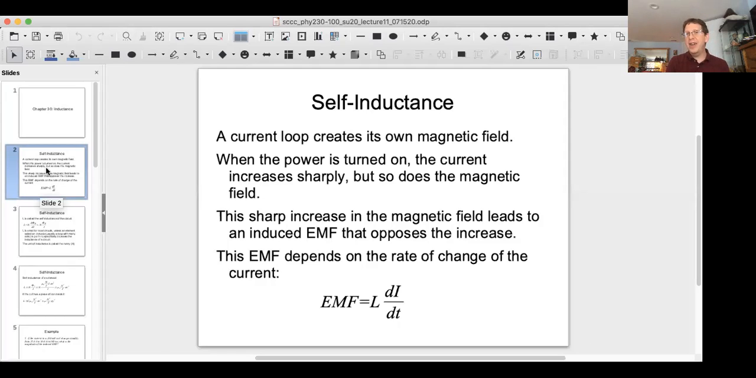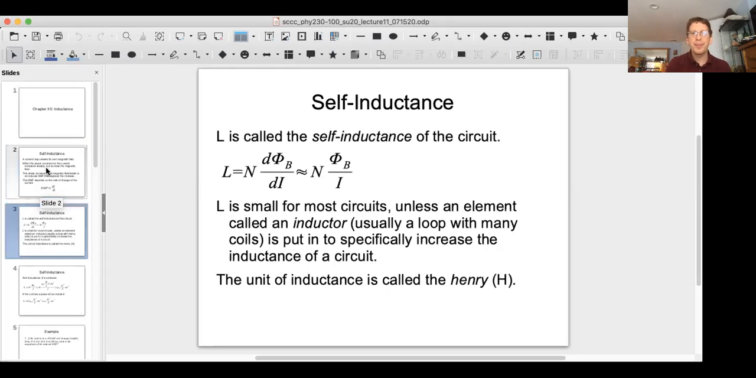So you have a circuit set up with an inductor in it. You turn the power on. The current builds up from 0 to its maximum value, but as the current is building up, the magnetic field inside that coil is changing, or it's increasing, which means the magnetic flux is increasing, which means there's going to be an EMF that opposes the change. And so that EMF is equal to L, which is the self-inductance, multiplied by dI/dt. So it's proportional to the rate of change of current in the wire.